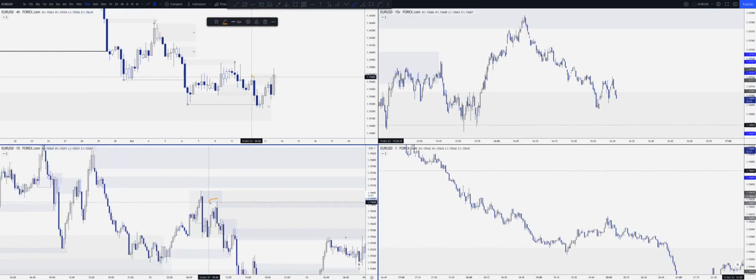Now, the reason why I didn't trade this is just because I didn't get the entry that I wanted. Now, there was a clean entry down here, which we'll take a look at now.